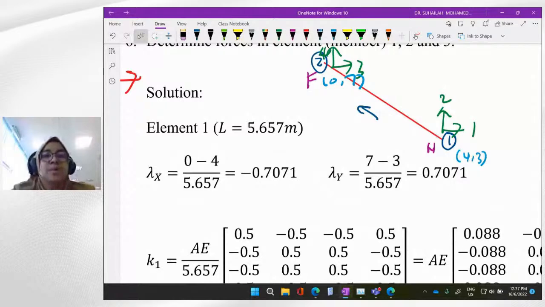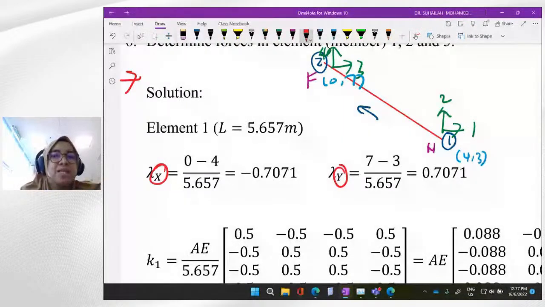So how do we analyze this? The simplest way is to focus on the coordinates. If lambda x is to be determined, focus on the x coordinate, far minus near. This is for far, this is for near. For lambda x, it is 0 minus 4 divided by the length, because it is far minus near.